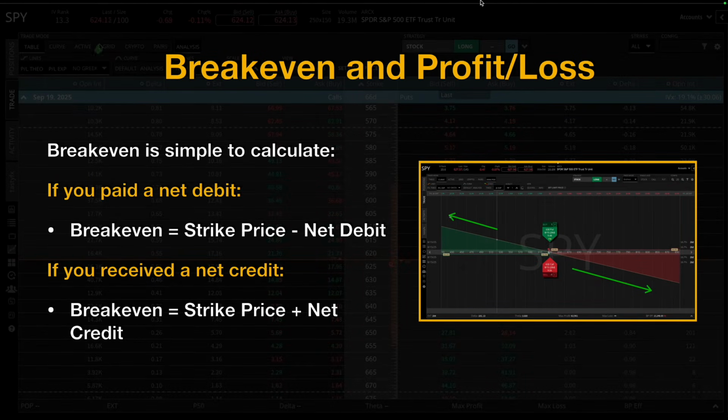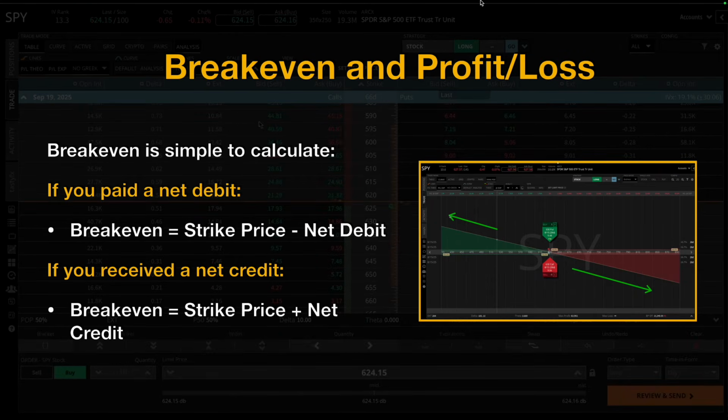Now let's talk about break even and profit and loss. The break even is pretty simple to calculate. If you paid a net debit to enter into the position, the break even equals the strike price minus the net debit. And if you received a net credit, the break even is the strike price plus the net credit.